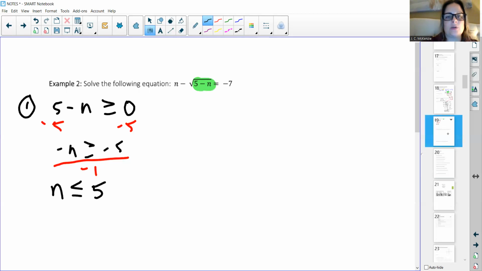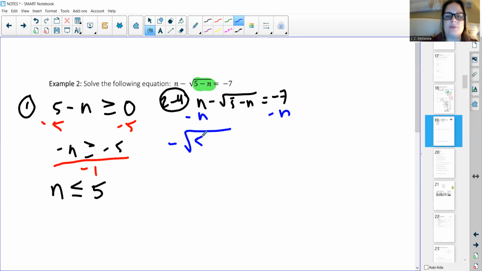I'm then going to do steps 2 to 4 all in one. I'm just going to put them all together. You have the equation. The first thing we're going to do is isolate that radical. So we're going to subtract n from both sides. We're going to get negative square root of 5 minus n equals negative n minus 7. And then we're going to divide by that negative value just to make it a nice positive one, so that we get square root of 5 minus n equals positive n plus 7.